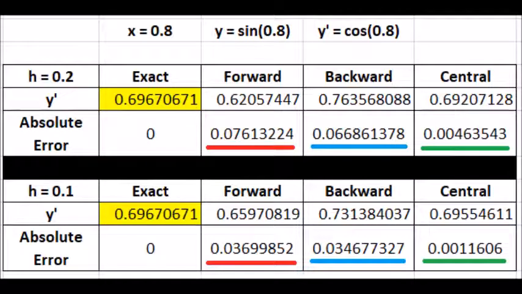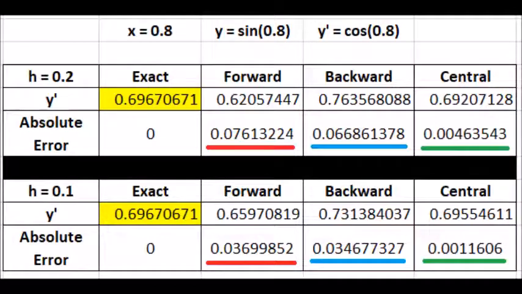Now let's talk about that error term. These numbers are pulled directly from the previous lesson in which we used finite difference methods to approximate the derivative of y equals sine x at x equals 0.8. Look at the absolute error row for both h equals 0.2 and h equals 0.1. By cutting our spacing in half, we more or less cut the error in half for both forward and backward differences.